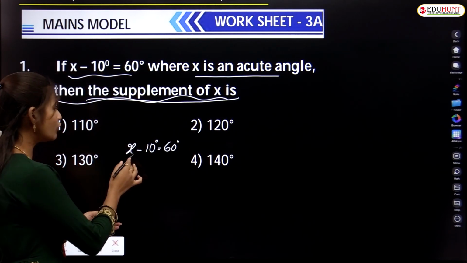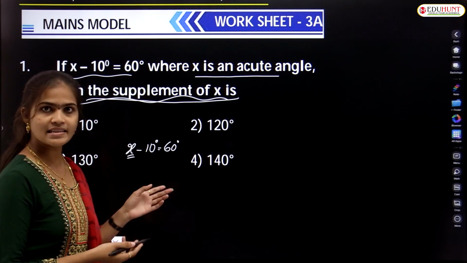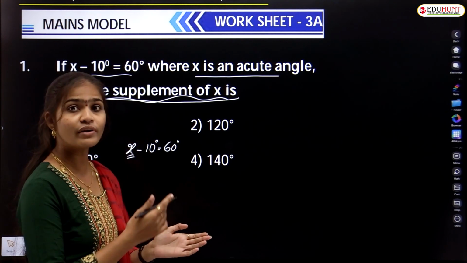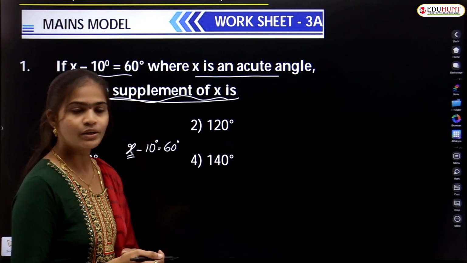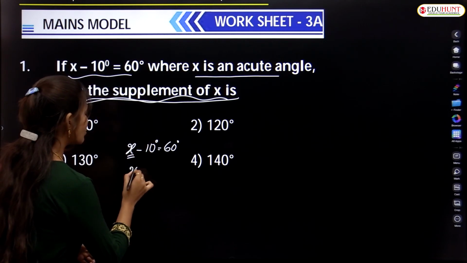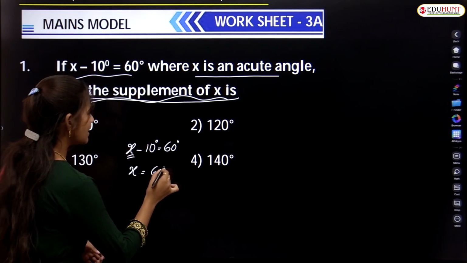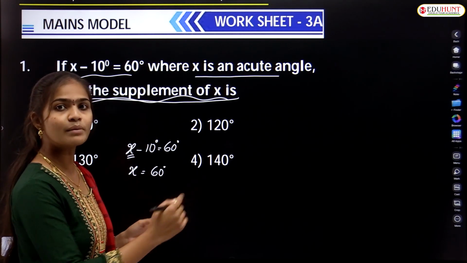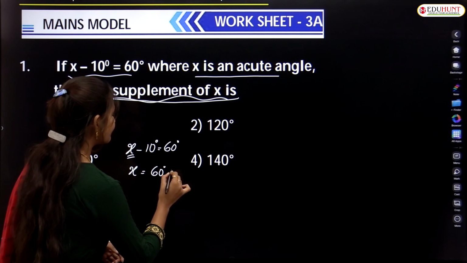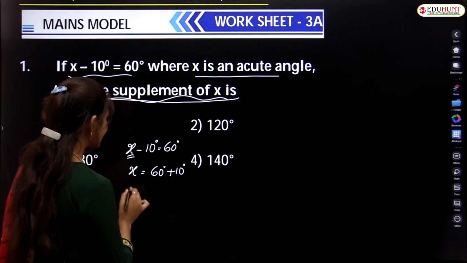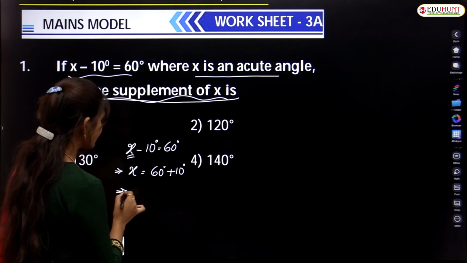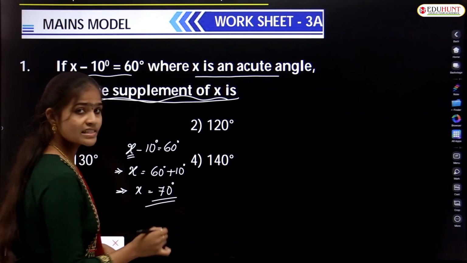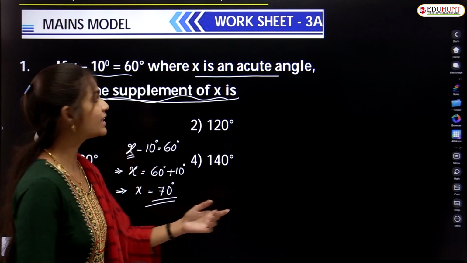So first we need to find the value of x here. X is an acute angle, already given. So x is equal to 60 degrees; let us transpose the minus 10 degrees to the RHS, then it becomes plus 10 degrees. So 60 degrees plus 10 degrees, x is equal to 70 degrees. So what is the value of x here? x is equal to 70.